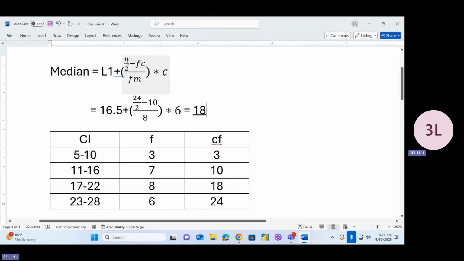Okay, then first you need to simplify n divided by 2. N means the sum of the frequency column. Here, there are 25 observations in total. Then 25 divided by 2, then 12. Then you need to find the 12th term. Then moving down the CF column, where does the 12th term fall? In this one.